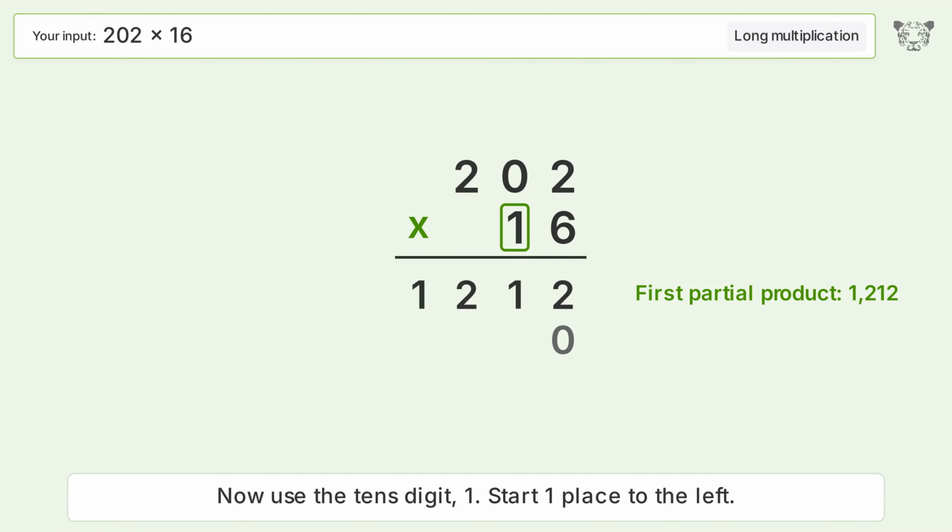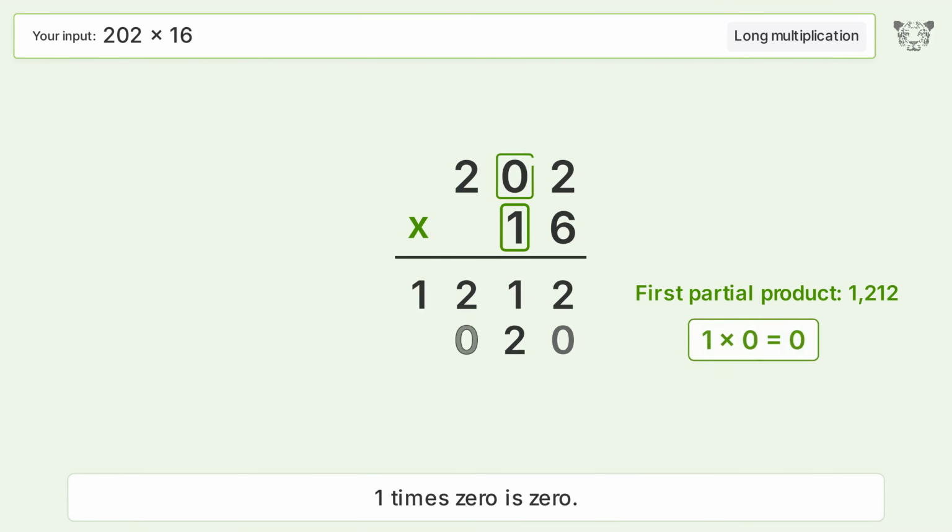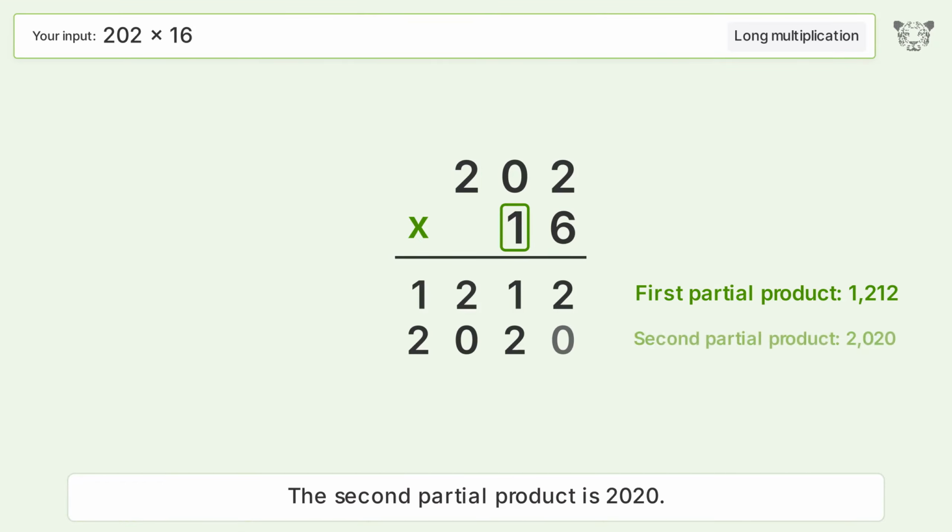Now use the tens digit, 1. Start one place to the left. 1 times 2 is 2. 1 times 0 is 0. 1 times 2 is 2. The second partial product is 2020.